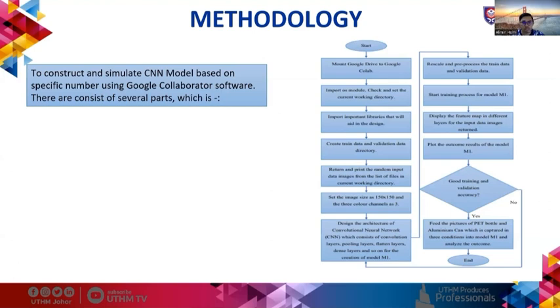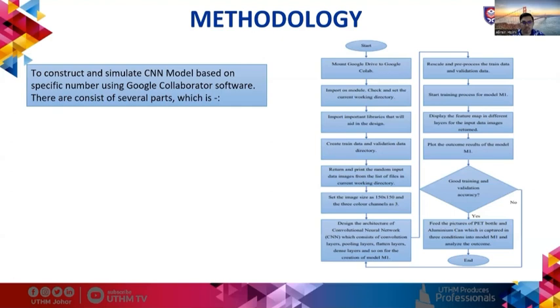Next is importing important libraries that will aid in the design. Next, we create the train data and validation data directories. Next, we return and print a random input image from the list. Next, we set the image size to 150 multiplied by 150, and the three color channels as 3.